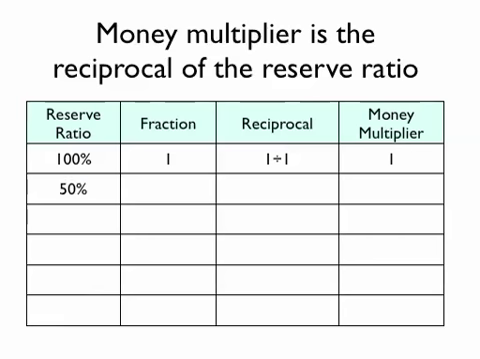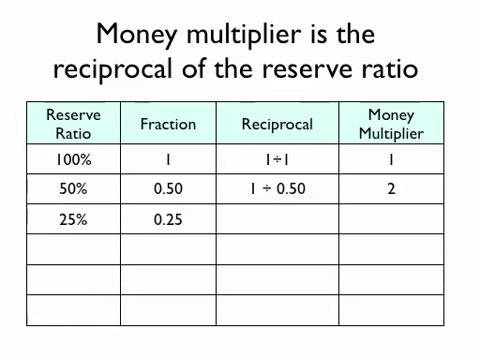But if we were to drop that reserve ratio to only 50%, our fraction then would be 0.5. The reciprocal of that would be 1 divided by 0.5, or 2. So the multiplier would be 2. For every riyal that's deposited in the banking system, you would have 2 riyals created within the system due to this reserve ratio requirement.